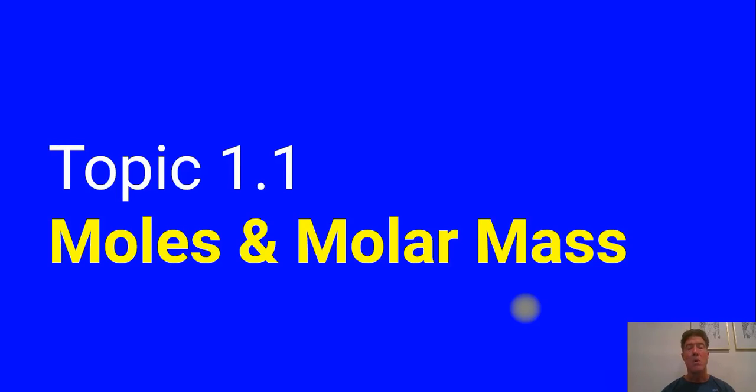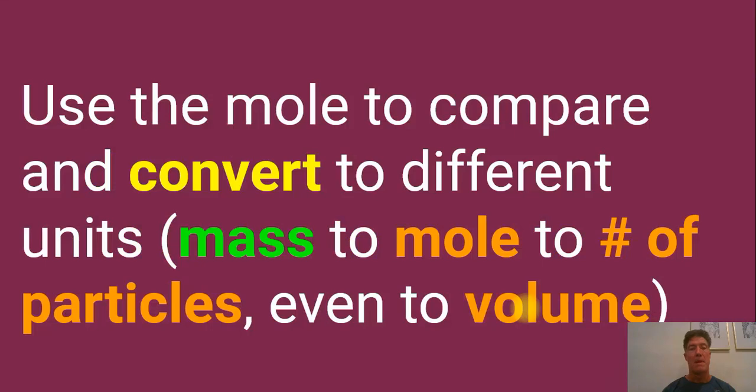The mole is probably the single most important concept in chemistry because it allows us to convert from atomic mass units in the periodic table to actual grams of something usable in the lab. So we use the mole to compare and convert to different other units. We can go from mass in grams to moles, and then from there to number of particles, and if we're dealing with a gas, we can even convert to volume.